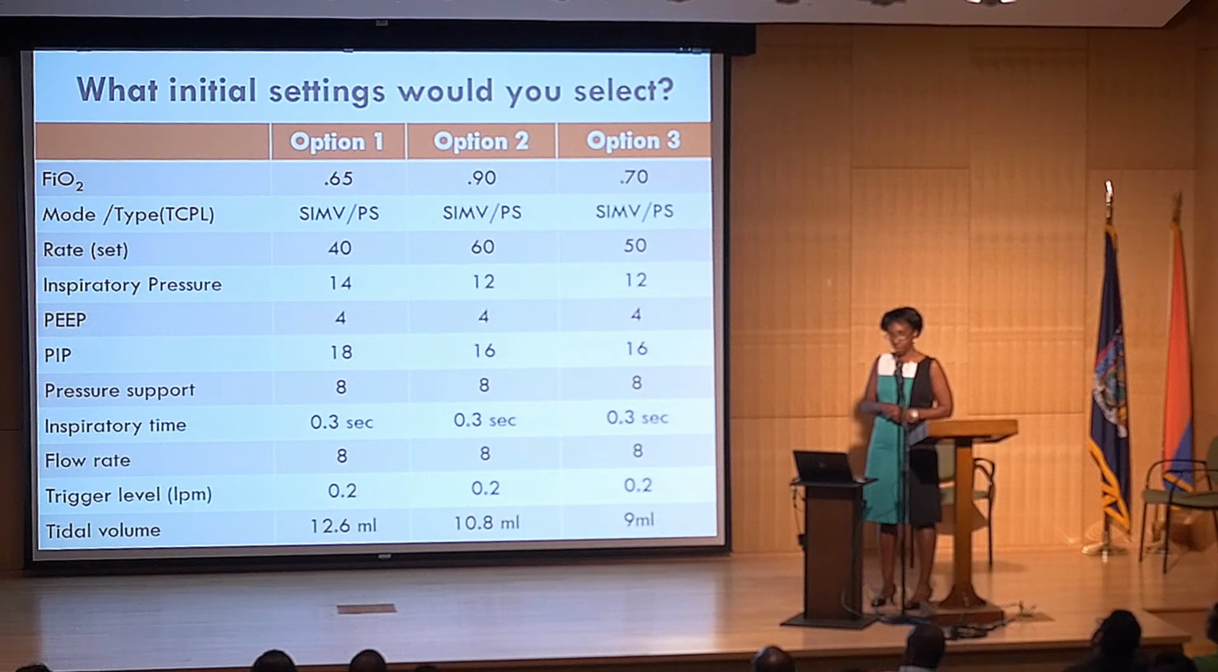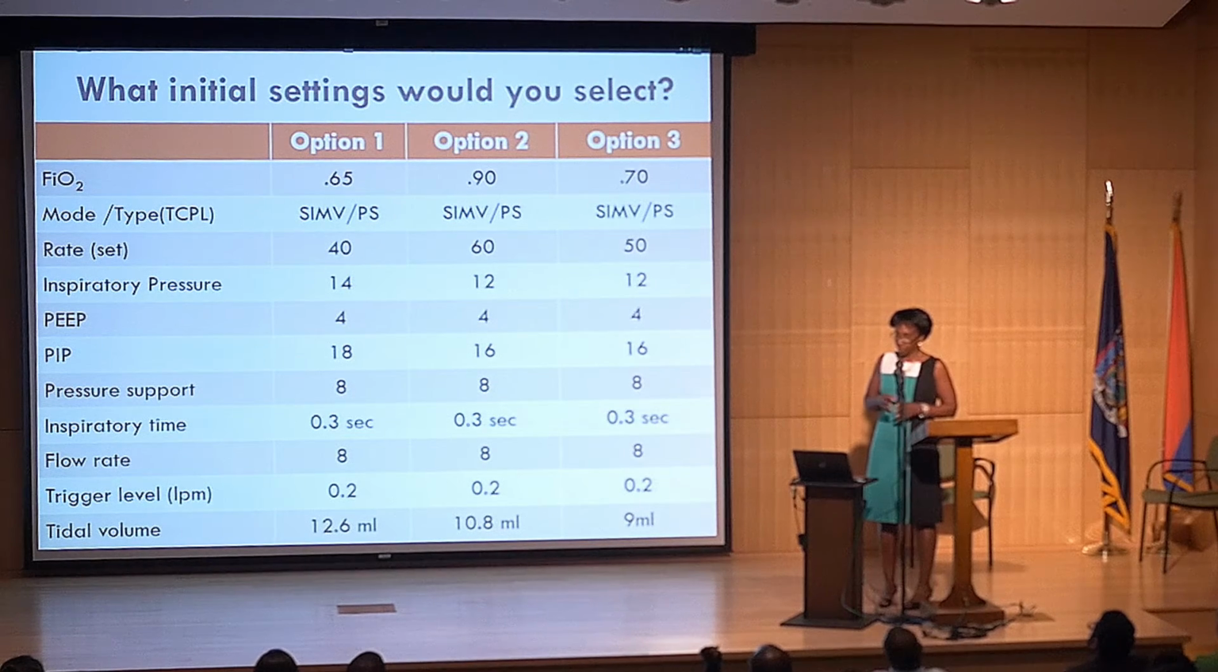Our inspiratory pressure, we set at 14 for option 1. For option 3, we set at 12. Right? And then going all the way down to tidal volume. For the tidal volume, for option 1, it's 12.6. For option 3, it's 9. Right? Normally in the neonatal population, you want your tidal volume range to be between 4 to 6 mLs per kilogram. Right? So if you are in that ballpark and you can achieve that tidal volume at a lower pressure, then you can go with option number 3 potentially.